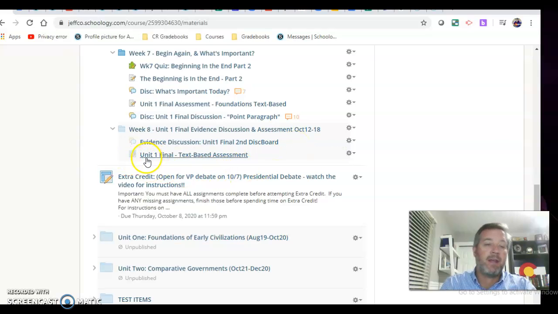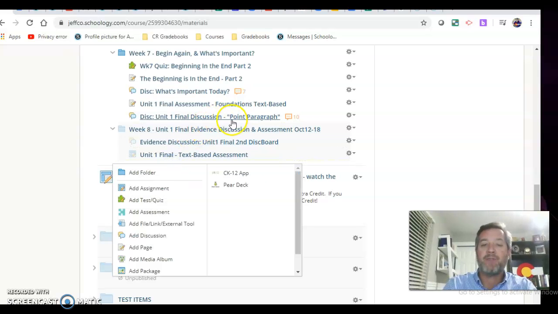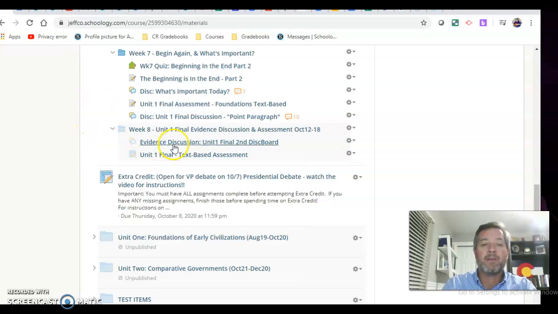And then the other assignment is the actual Unit 1 final. Now I suggest, doesn't have to be exactly, but I suggest doing a 5-paragraph essay. You've done the point paragraph already. The evidence discussion will be your 3 evidence paragraphs, and then you have to do a concluding paragraph.